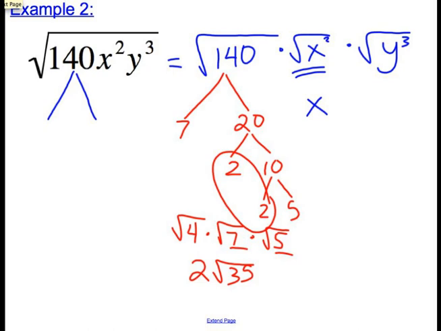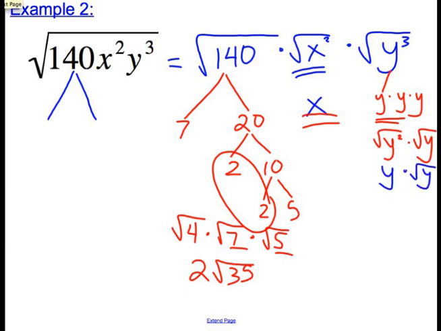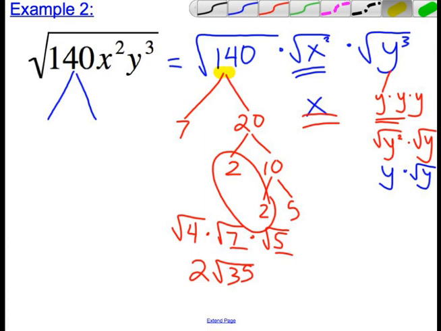The x squared became x, and for the square root of y to the third, well, remember y to the third means y times y times y. Do you see the y squared that's forming here? It's really the square root of y squared times the square root of y. And then the y squared again, we know the square root of y squared is just y, times the square root of y. So what we do is we take that y out. So taking a look at everything that we have to reorganize, the square root of 140 became 2 square roots of 35. The square root of x squared became x. And the square root of y to the third becomes y square roots of y. So we're going to put it all back together and get our final result.